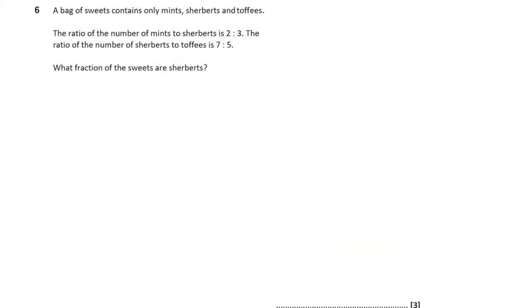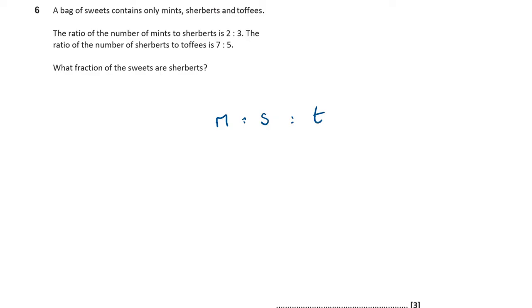Cool. Question 6. A bag of sweets contains only mints, sherbets and toffees. The ratio of number of mints to sherbets is 2 to 3. The ratio of number of sherbets to toffees is 7 to 5. What fraction of the sweets are sherbets? So we've been given two different ratios here, and I think what we need to try and do is bring those two ratios together and squish them together and make one big ratio. So what we really want then is a ratio of mints to sherbets to toffees. That's what we want, isn't it? And then we can compare all three.